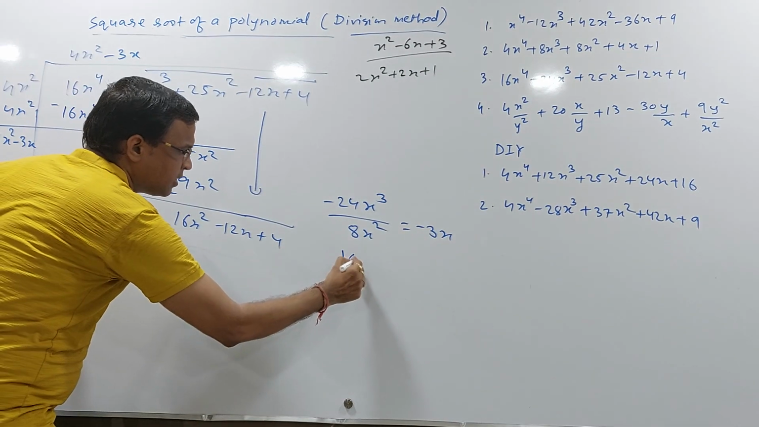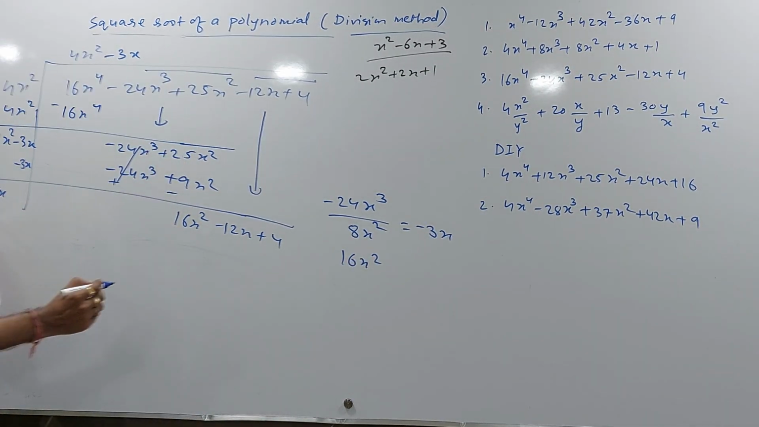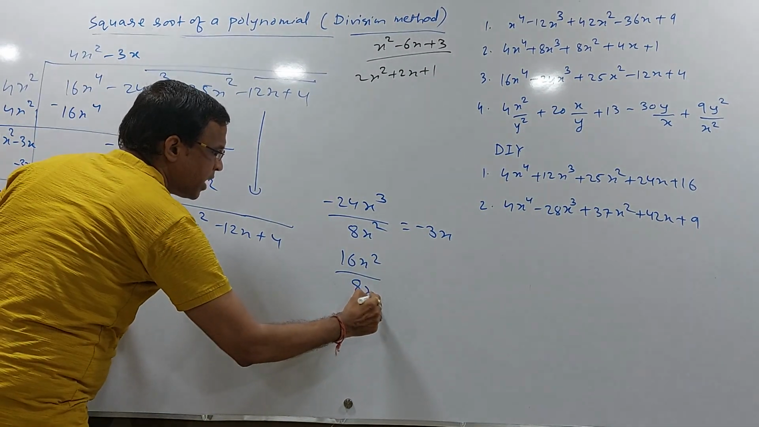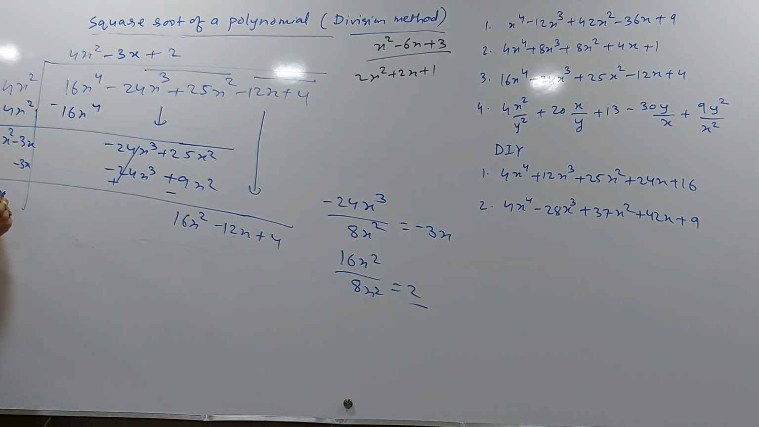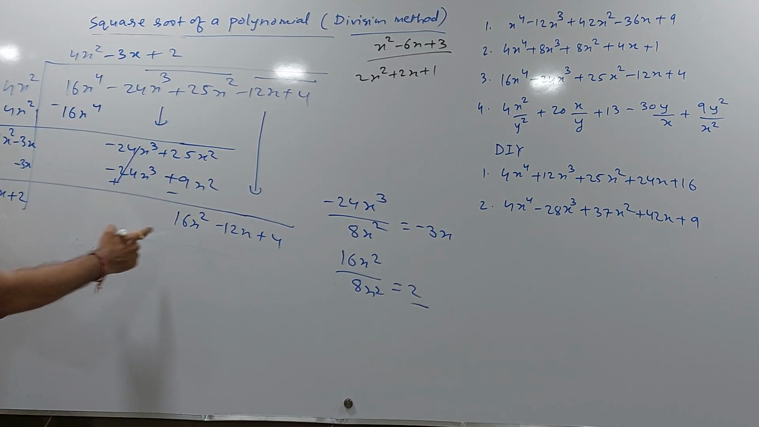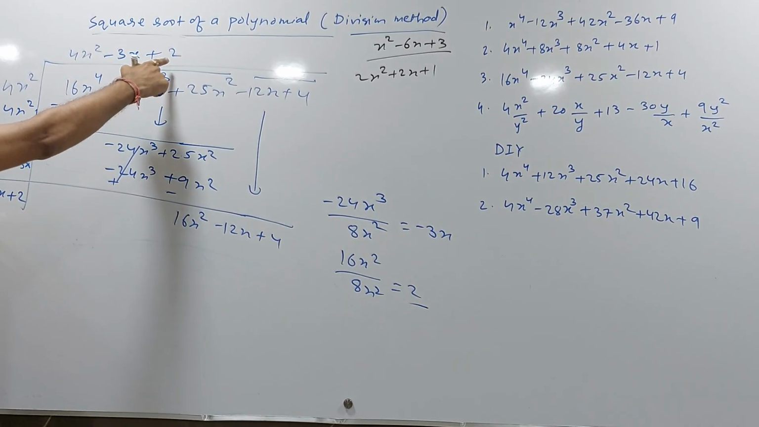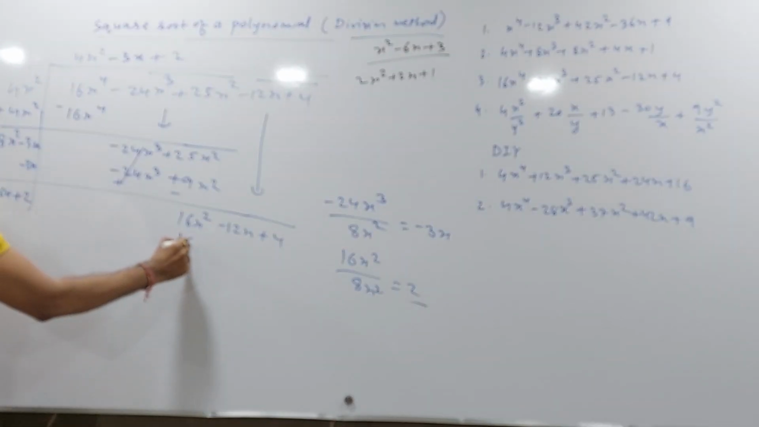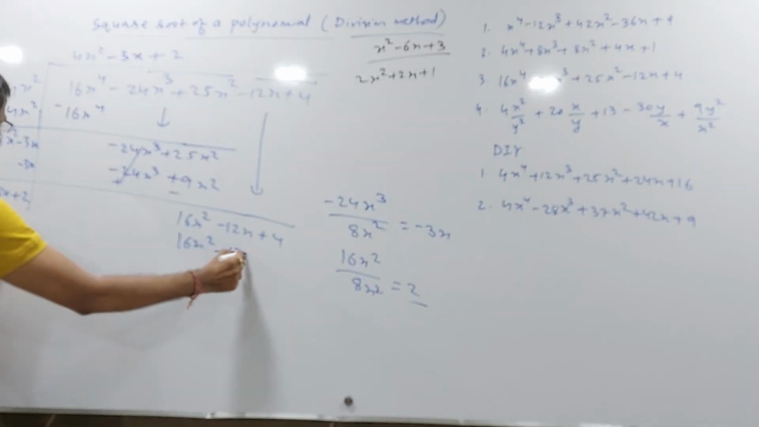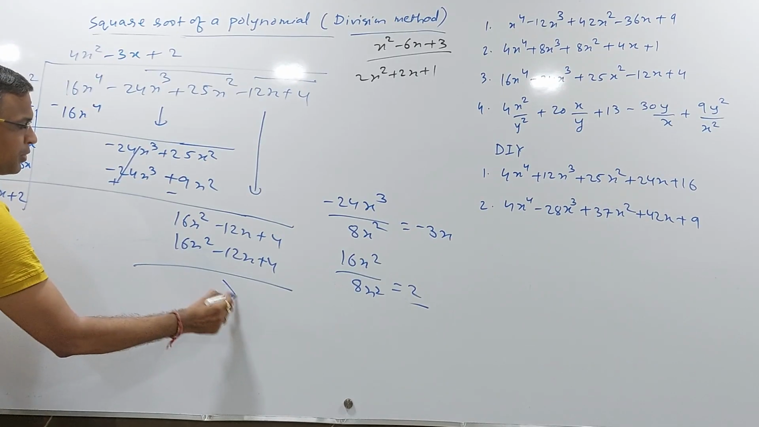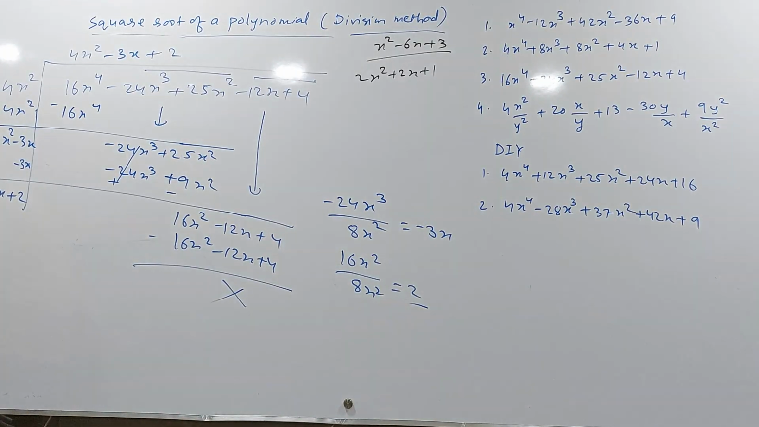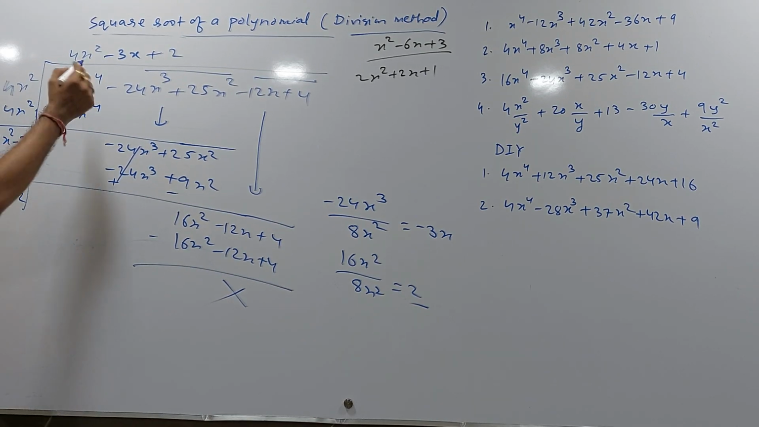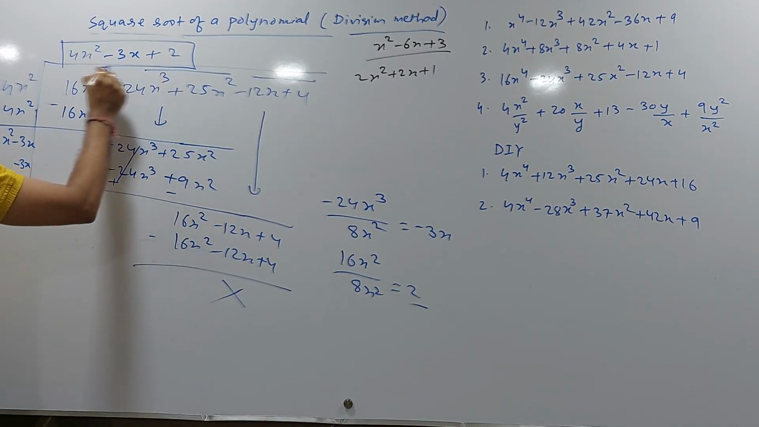So what will that be? 16x square upon 8x square gives me 2. So my next term of the quotient will be 2. If I just multiply, I already told you we will get the same. But even though, we will confirm: 2 into 8x square, 16x square minus 12x plus 4. So this gives you a cross, because when you subtract the same thing from the same thing, the remainder will be 0. So finally that is your answer.